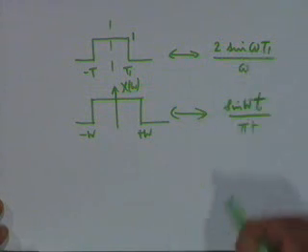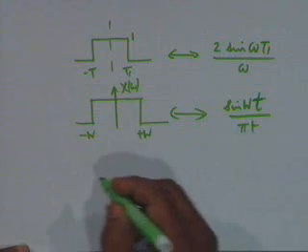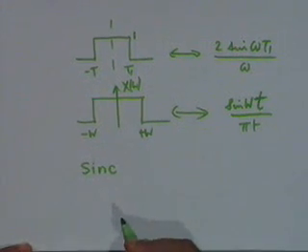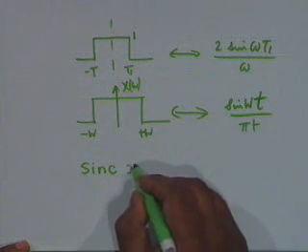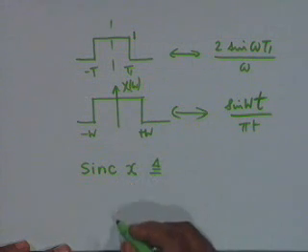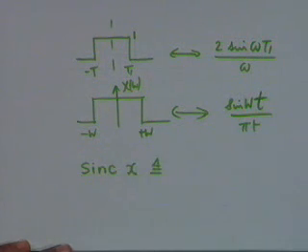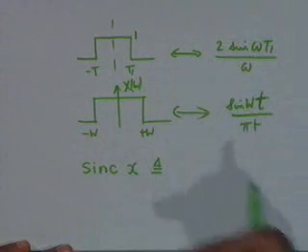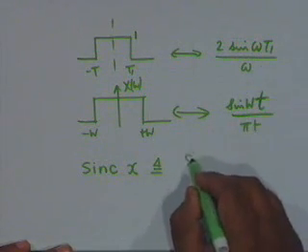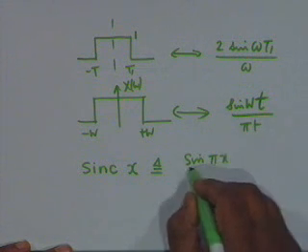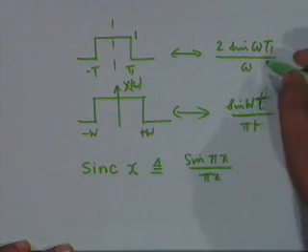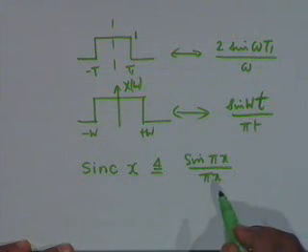Both of these functions go by the common name of a sinc function, S-I-N-C, and sinc of x is defined as, this is just a nomenclature for a function, because sine x by x you will encounter in many places, and both of them can be put in this form, sine of pi x divided by pi x. This is the definition of sinc function, and obviously you can write both of them in terms of sinc functions.